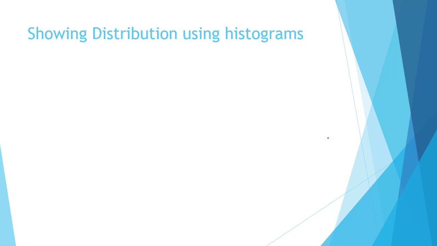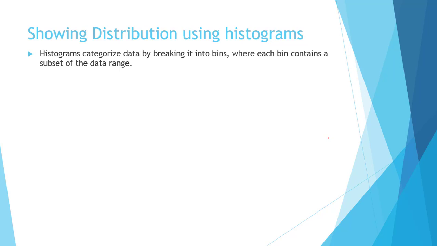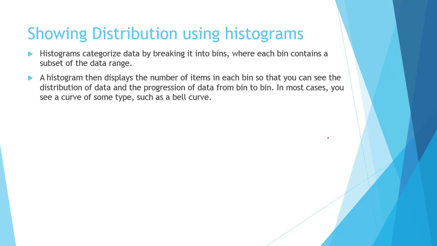We will see the data distribution using the histogram. A histogram categorizes data by breaking it into bins, where each bin contains a subset of the data range. A histogram then displays the number of items in each bin so that we can see the distribution of data and the progression of data from bin to bin. In most cases, you can see a curve of some type, such as the bell curve.